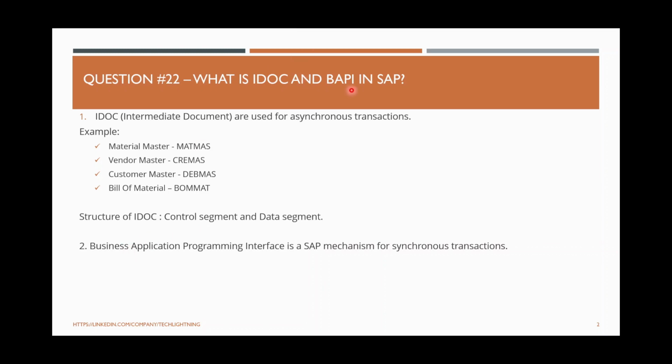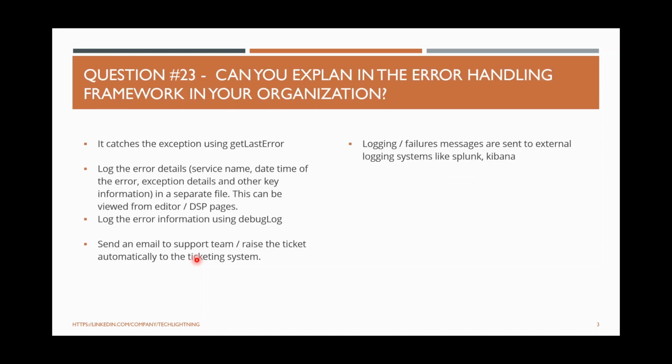And next one is BAPI. What is BAPI? Business Application Programming Interface. This is mainly for synchronous transactions. For example, if I want to expose some data from SAP in real time, then I can use BAPI, which I can call from webMethods to SAP. I'll move on to the next one.